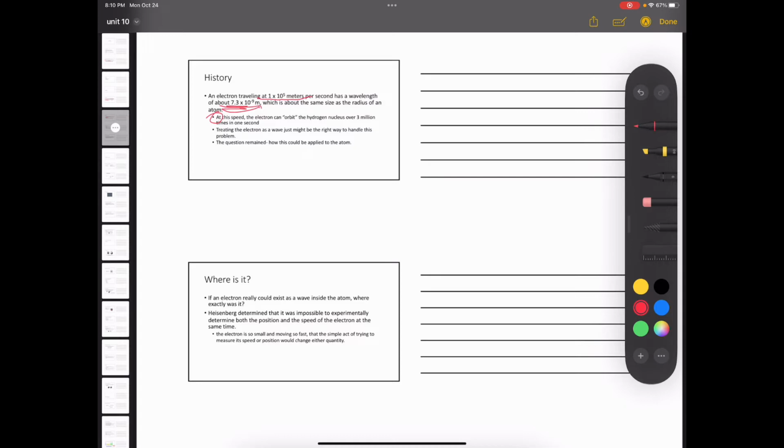And this is one of the reasons that we can't really tell where the electron position is precisely. The reason is, by the time you say this is where the electron is sitting right at this moment, guess what? The electron has already changed position and has traveled somewhere else. Treating the electron as a wave just might be the right way to handle this problem.